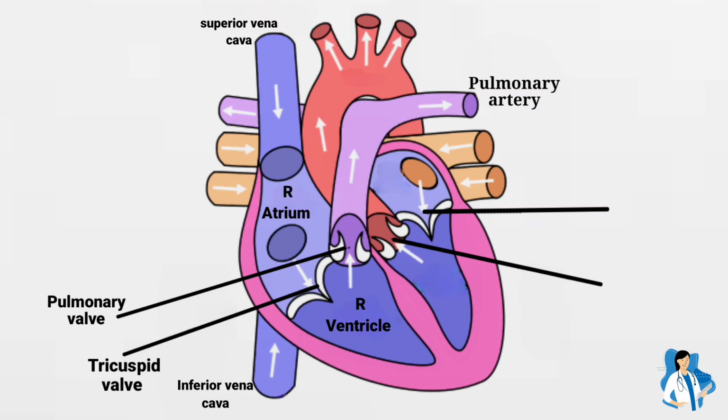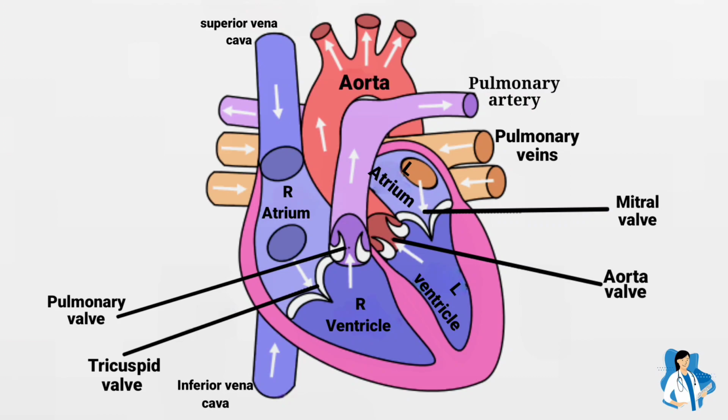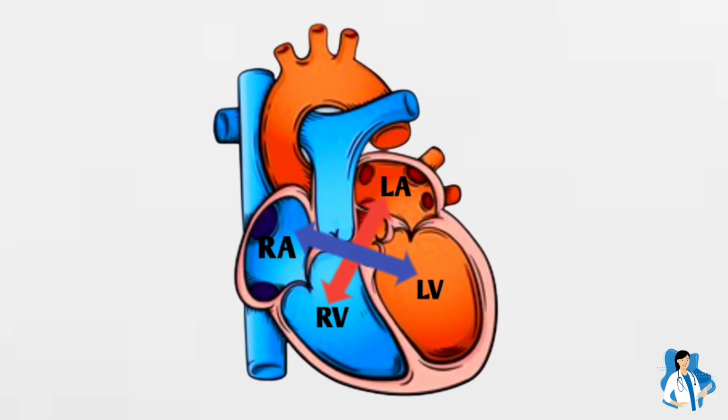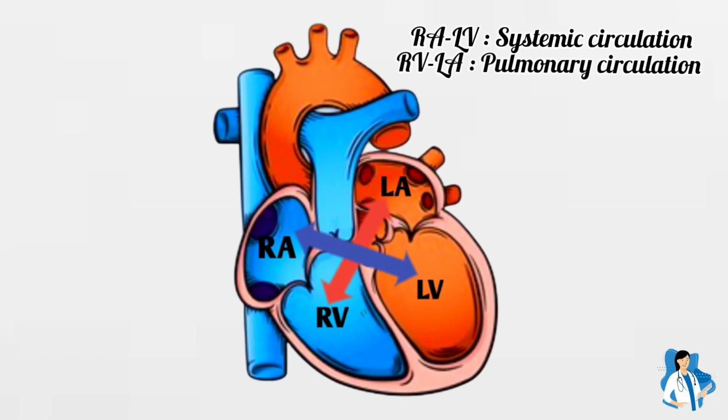From the lungs, the oxygenated blood through the pulmonary vein enters the left atrium, then flows into the left ventricle through the mitral or bicuspid valve and passes towards the aorta through the aortic valve. From the aorta, blood passes throughout the body. Before getting into the types of circulation, remember the trick. From right atrium to left ventricle, it is systemic circulation. From right ventricle to left atrium, it is pulmonary circulation.